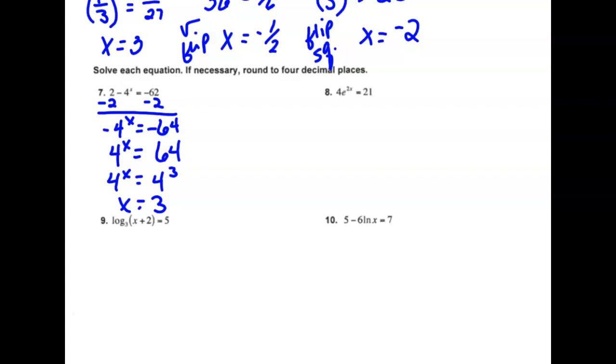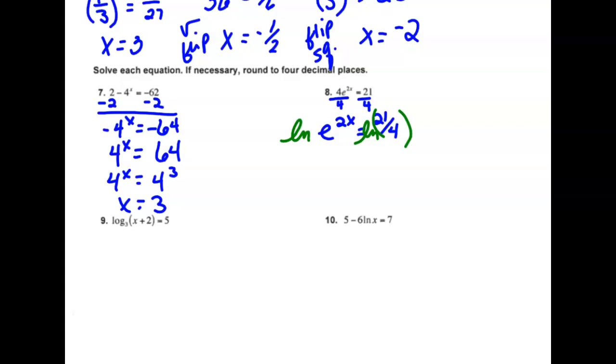This one is an exponential one as well, but our base is an e. We want to isolate that e to the 2x. So my first step would be to divide out the 4. We have e to the 2x equals 21 divided by 4. And I'm just going to leave that as a fraction for now. To undo e to a power, we would need to use the natural log. So we're going to take the natural log of both sides.